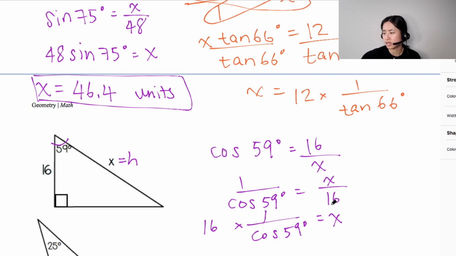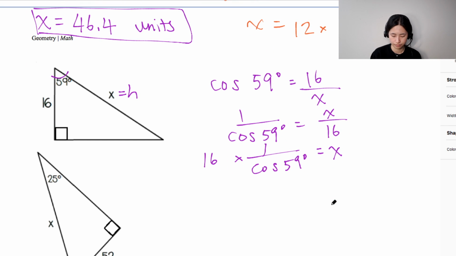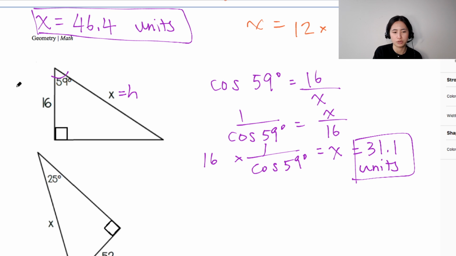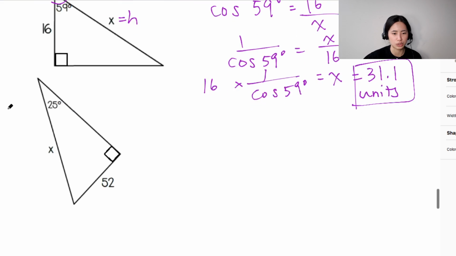So x must be 31.1. And this is in terms of units, because we don't really have any units here, so we're just going to keep it as units because we don't know if it's feet, centimeters, meters, or whichever unit they want us to use. Okay, so let's try this question.